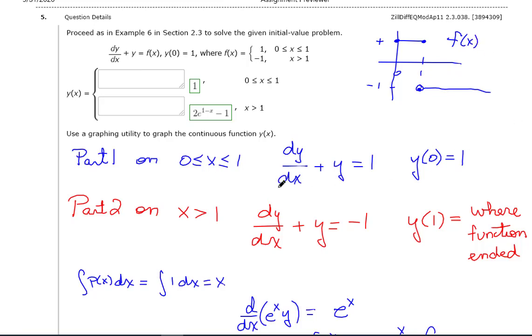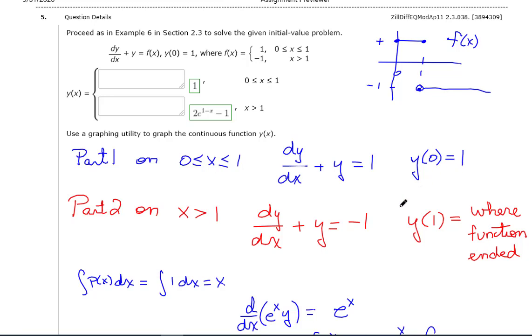And so the way we solve this is in parts 1 and 2. On the first part, we're solving this from 0 to 1. We use the behavior of f on that interval, and my initial condition is y at 0 is 1, which was given to us. On part 2, this is for x greater than 1. The driving function is minus 1. The key here is what's my new initial condition? My new initial condition at 1 is where the first solution ended.